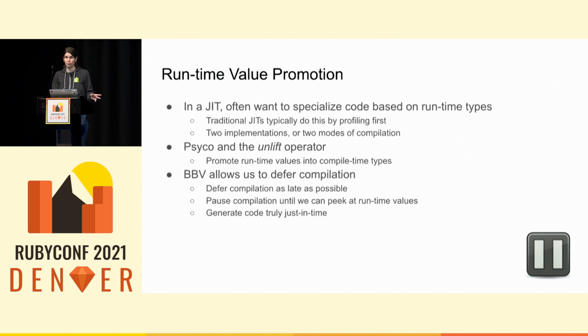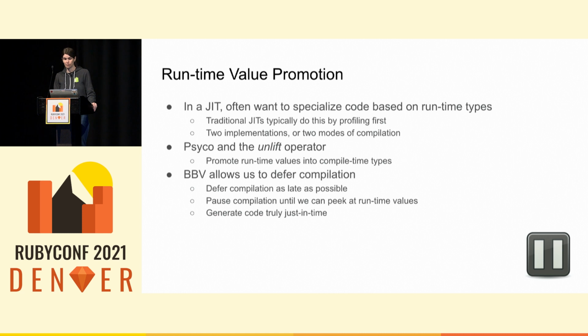Another trick that we use in YJIT is what we call runtime value promotion. In a JIT, we often want to specialize code based on types seen at runtime. Typically in traditional JIT compilers, this is done by having first a profiling pass where we run the code in profiling mode, we gather type information, and then we recompile a specialized version of the code and we use the optimization and so on and so on.